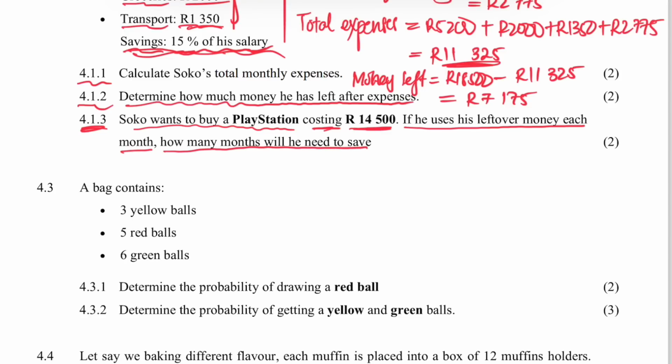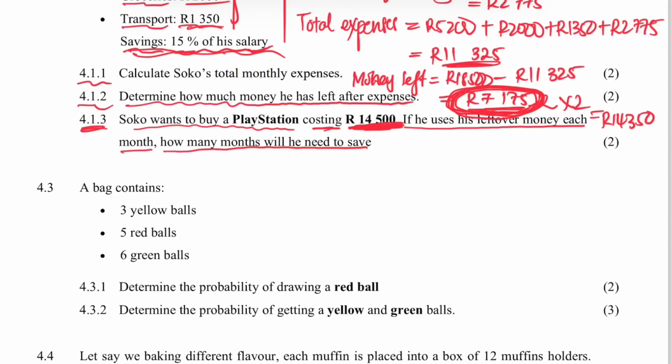Guys, if you look at the difference between these two amounts, this is the money that he's left with every month, and this is the money that he needs. So in order to have this money, if you take this amount and you times it by 2, it's 14,350. But you still need to add more. So all I can say is he's going to save for 3 months.